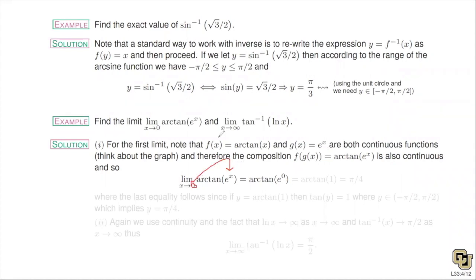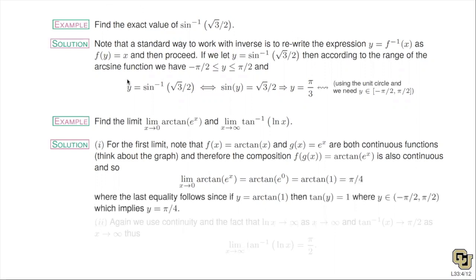x. E to the 0 is 1. And now I have to figure out arctan of 1. So very quickly, set this equal to y and convert the equation. If you take the tangent of both sides, I get 1 equals tangent of y. And now this is a trigonometry problem. For which angle is the tangent equal to 1? Tangent of pi over 4 is 1. So here I'm able to conclude the limit is pi over 4.